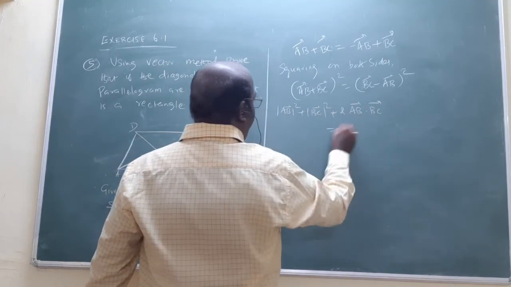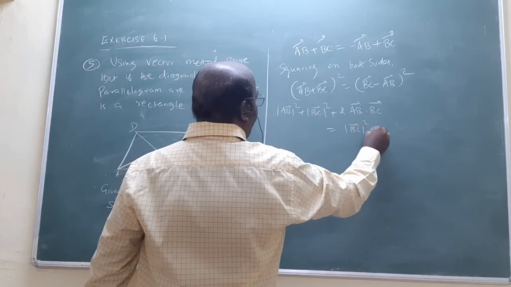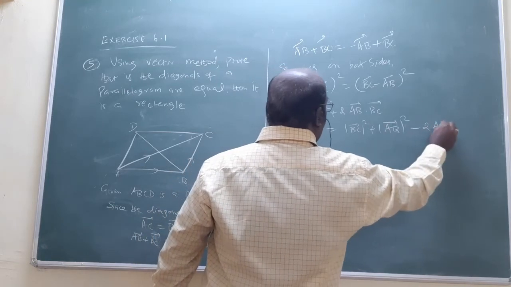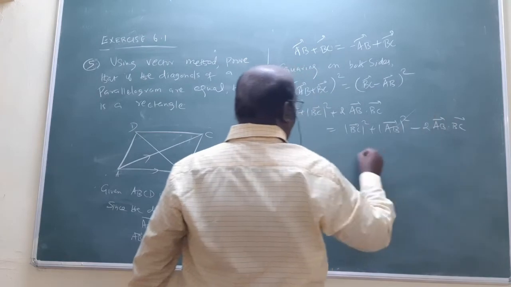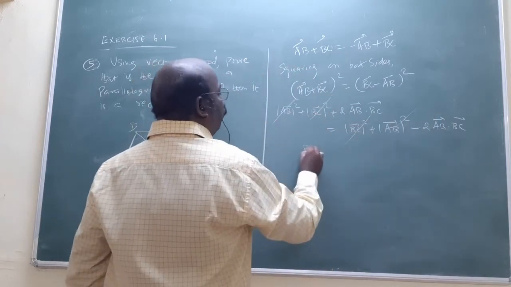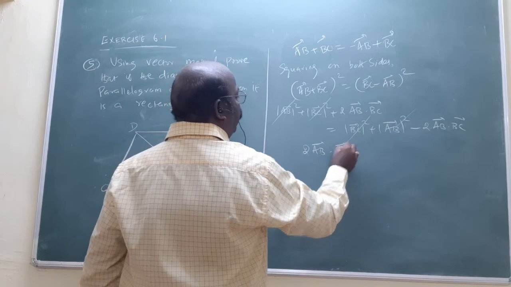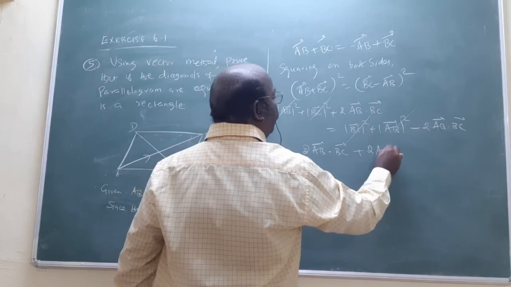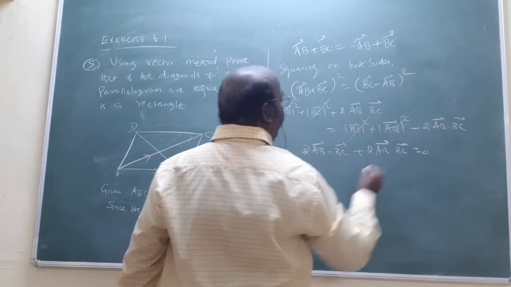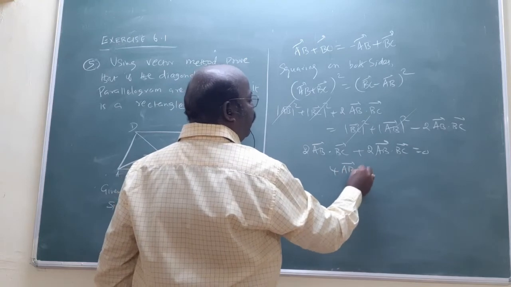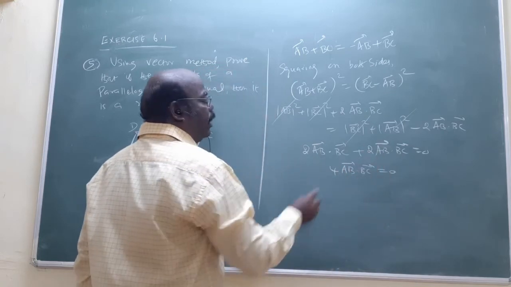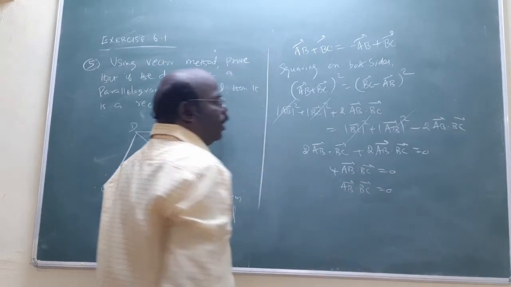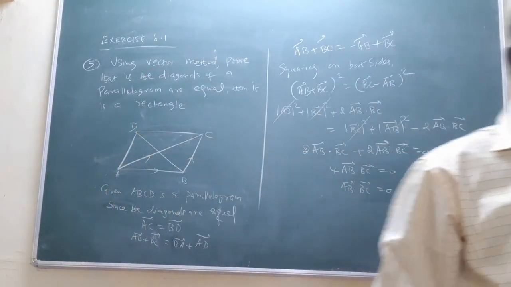Understand this form? Here, modulus of BC square plus modulus of AB square, minus 2 times AB dot BC for the same. That term will be cancelled. So 2 times AB vector dot BC vector equals minus 2 times, and the other term comes to plus 2 times AB dot BC. Adding both, 4 times AB dot BC. Dividing by 4, we get AB dot BC equal to 0.